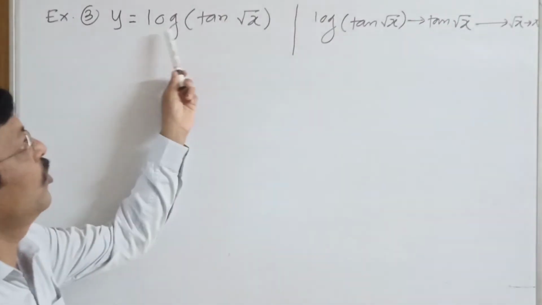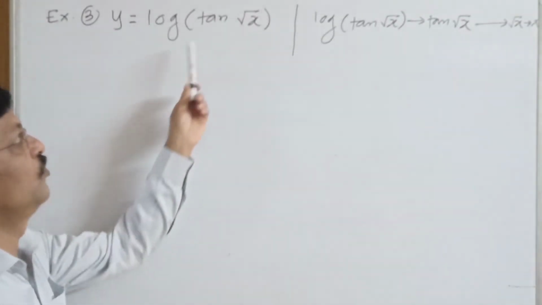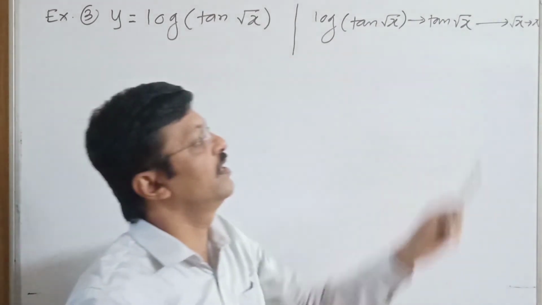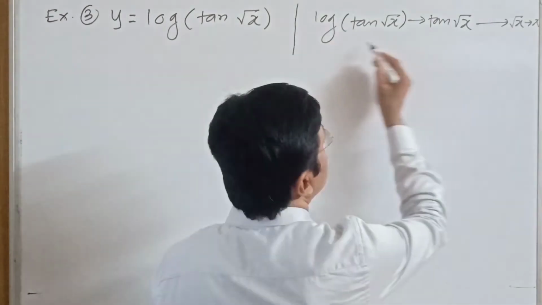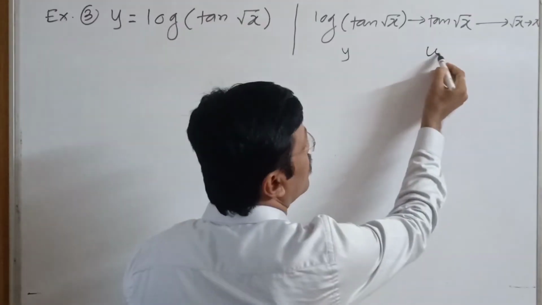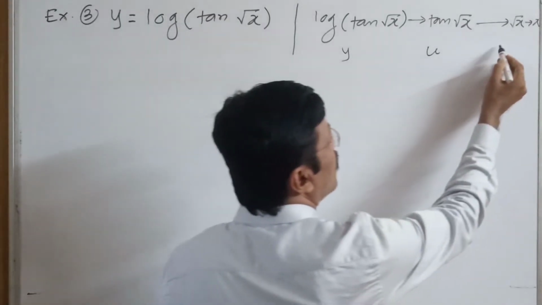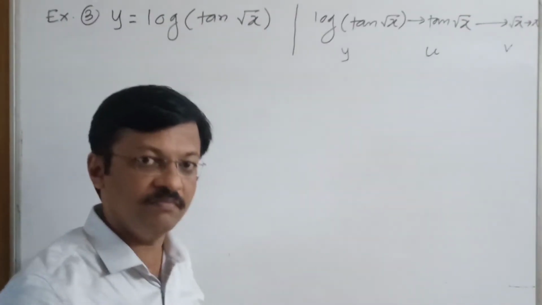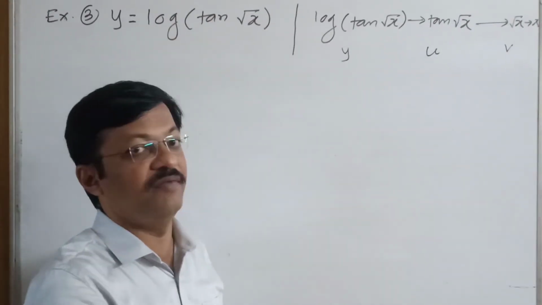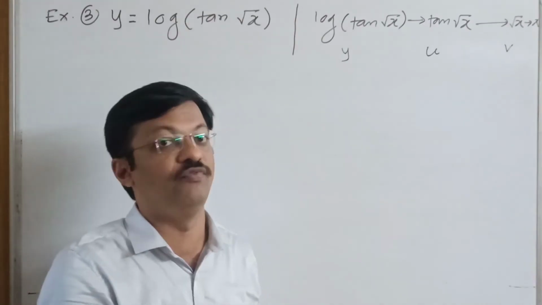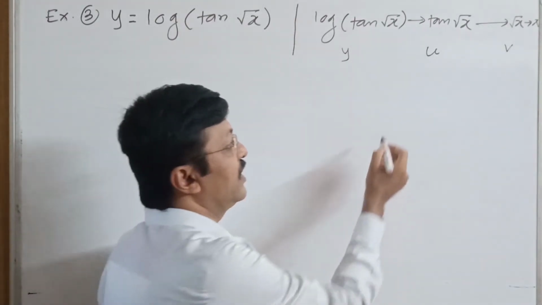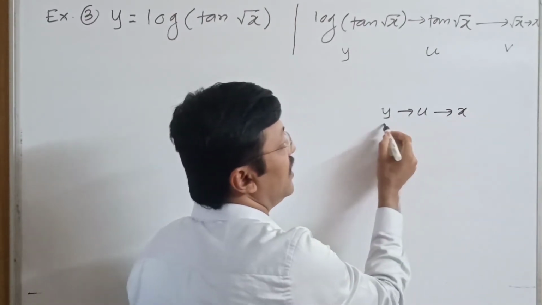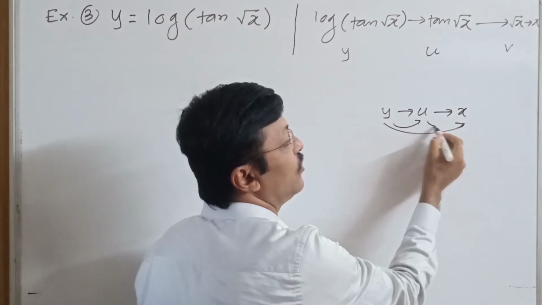See, log of tan of root x is a function of tan root x. Tan root x is a function of root x, and root x then is a function of x. So this is y is a function of u, u is a function of v, and v is then finally a function of x. This is another example where we have to extend the chain rule which we have studied so far. We have studied it as y is a differentiable function of u and u is a differentiable function of x, then dy by dx is equal to dy by du into du by dx.